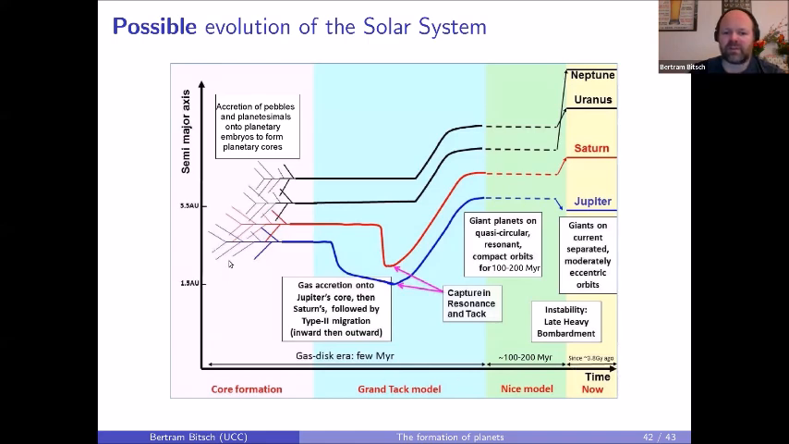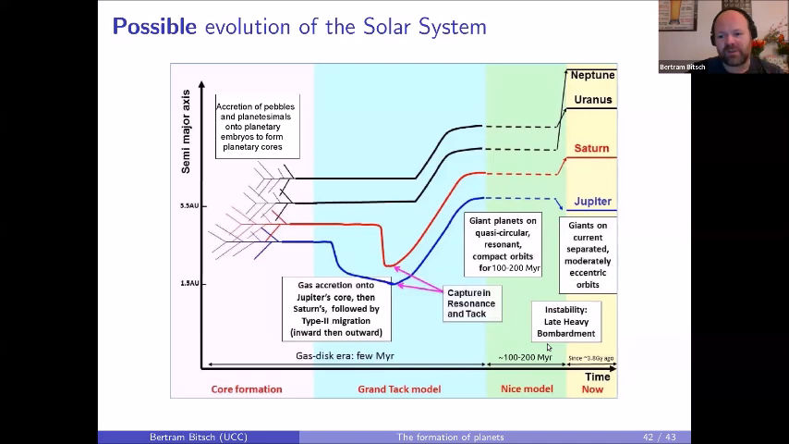First, we have accretion of our planetary cores by pebbles and planetesimals. Then Jupiter can start to accrete gas. It migrates inwards. Then Saturn follows, and captures Jupiter and Saturn in resonance. Both of the planets move outwards. They remain on these quasi-circular, resonant, compact orbits for around 100 to 200 million years. And then we have this instability where we put the planets in our current orbits right now. Additionally, this instability will cause the impact craters on our moon.